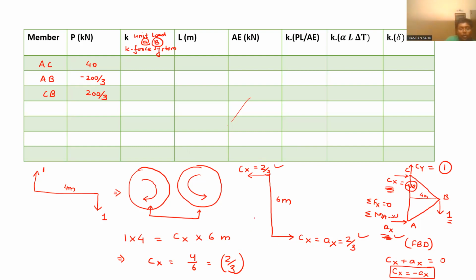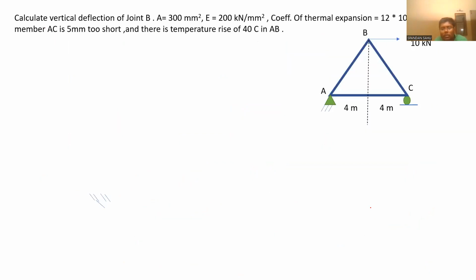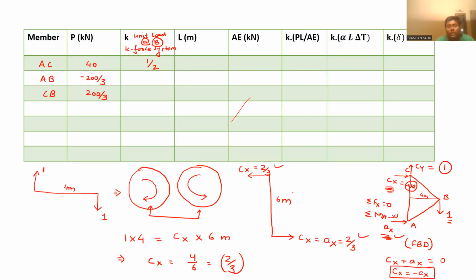So now what can we write? Here we got, AC will be half, AB will be, wait, have we done something wrong or what? Let me add one slide.